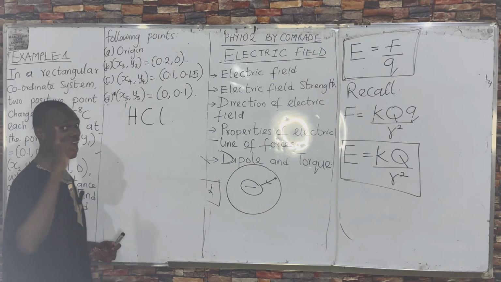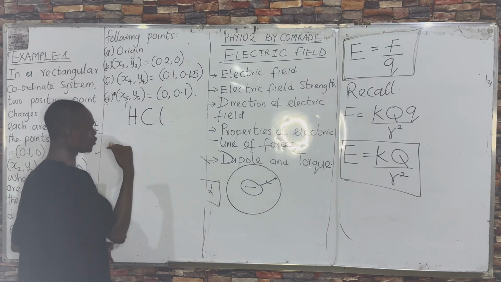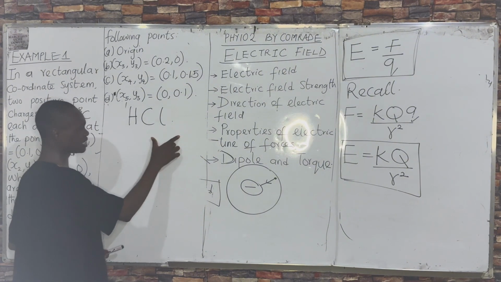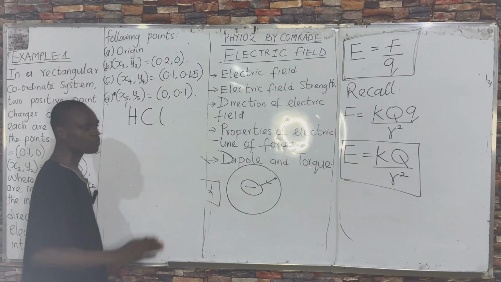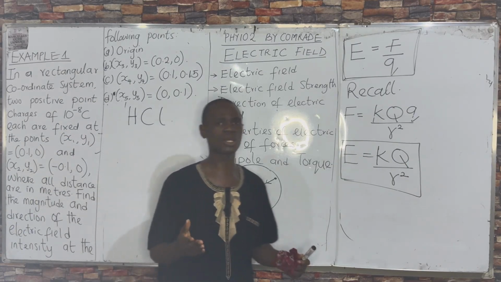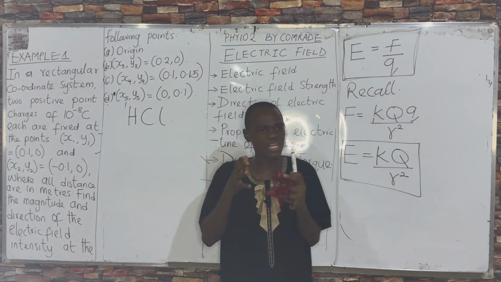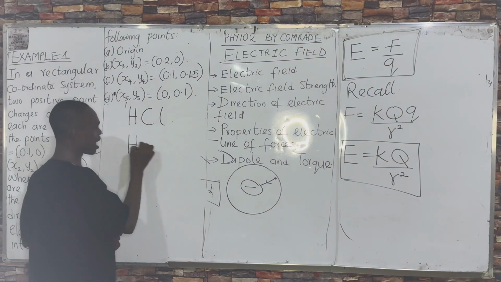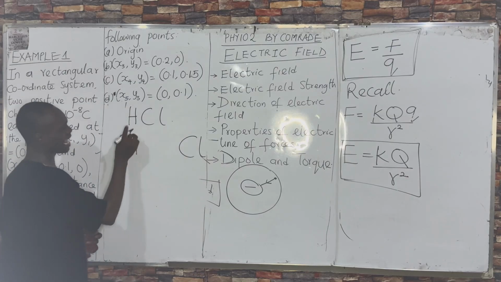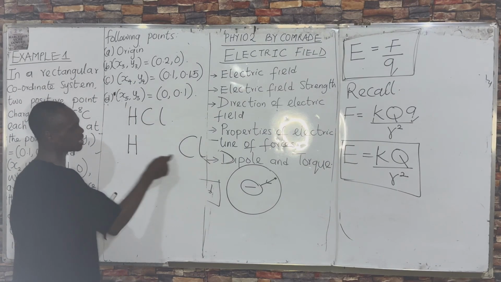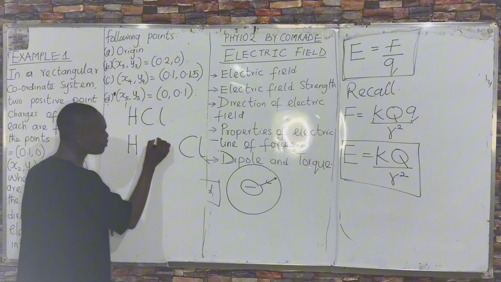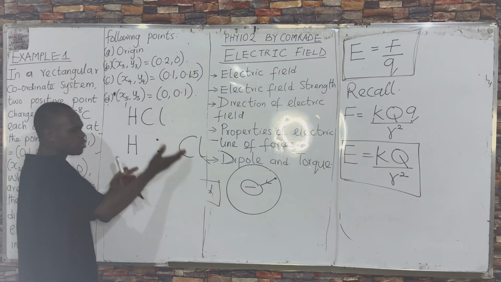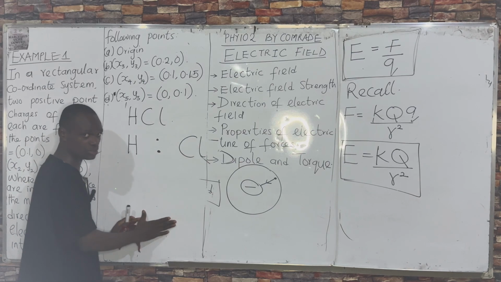Now, if I ask you the bond in HCl, hope you are not thinking ionic bond. The bond in HCl is what? Covalent bond. And one of the properties of covalent bond that we know is that there is equal sharing of electrons. You get? So if I have hydrogen here and chlorine here, it means the electron being shared between hydrogen and chlorine will reside at the center of them. It means there is equal sharing of electrons. Are you getting it?